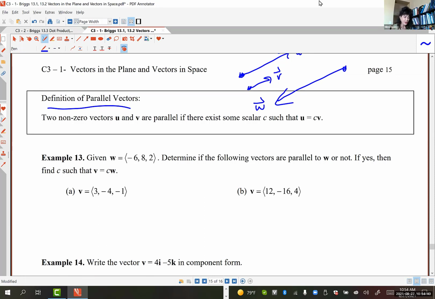Okay, so the official way to do it is if they're non-zero, because remember, zero vector, this looks like a dot. Non-zero vectors, you want them to be healthy and looking good. They're parallel if there exists some scalar C such that one of the vectors can be written as a scalar multiple of the other vector. And that's how you know if you've got parallel vectors or not.